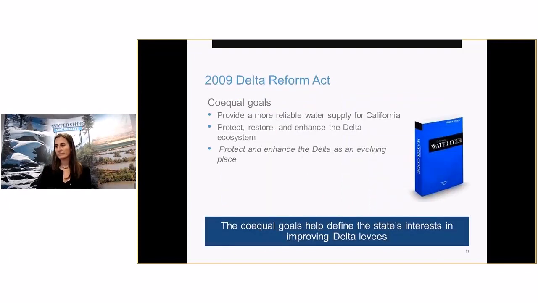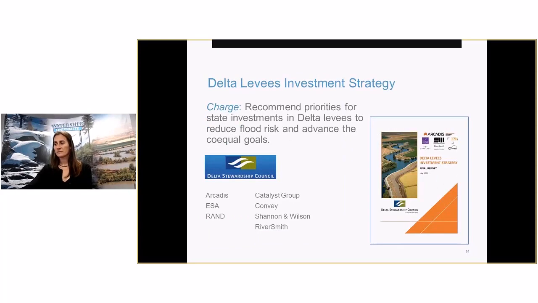So as a result of the importance of the Delta, in 2009, the legislature created the Delta Reform Act, and the Delta Reform Act promulgates the co-equal goals. One, to provide a more reliable water supply for California while protecting, restoring, and enhancing the Delta ecosystem, and both of those goals are to be met while protecting and enhancing the Delta itself as an evolving place. These co-equal goals actually help define what the state's interest could be in improving those Delta levees. And as a result of the Delta Reform Act, the Delta Stewardship Council was charged with recommending priorities for state investments in Delta levees to reduce flood risk and to help advance those co-equal goals.